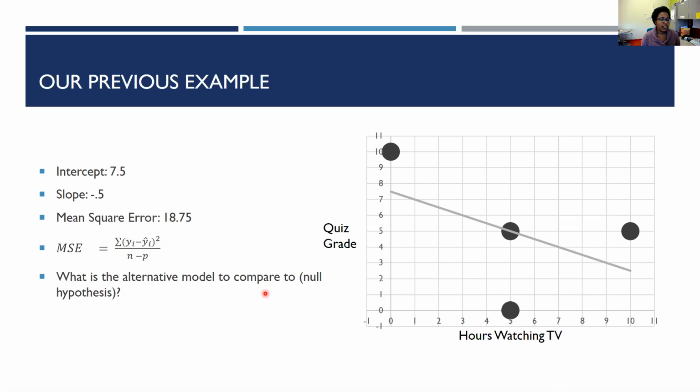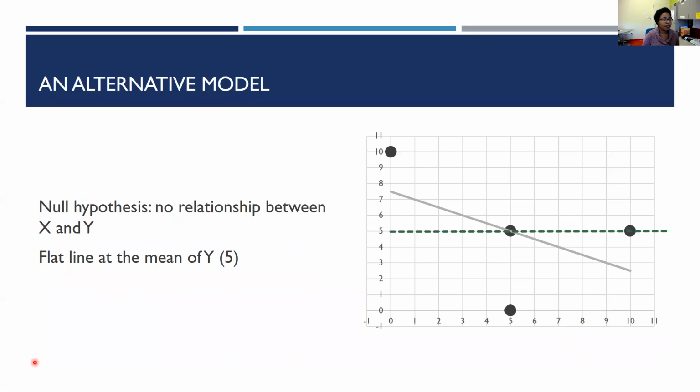So before we looked at this data with 4 students and their quiz grades and how many hours they spent watching TV, and we got a mean square error of 18.75. Okay, so what? Is that a good number? Is that a bad number? Well, we don't have anything to compare it to, so we can't really say. We need some sort of null hypothesis. So in the lecture, I asked you to think about what's our normal null hypothesis for a statistical test. And it is, of course, that there's no relationship.